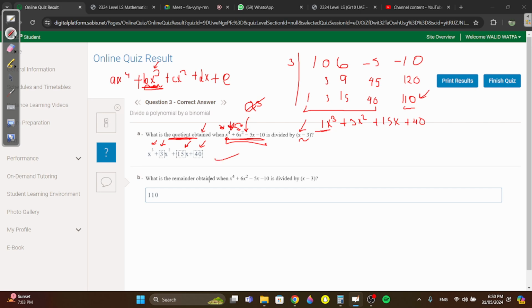without the 1. Okay. If they ask you what's the remainder? What is the remainder? You put my remainder is 110.